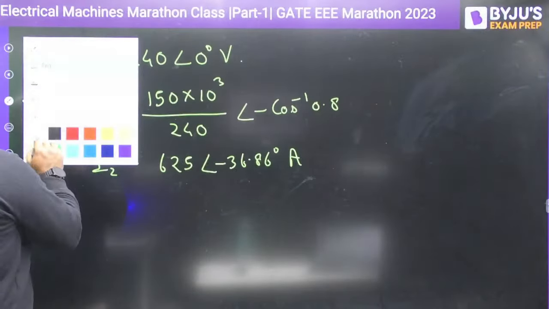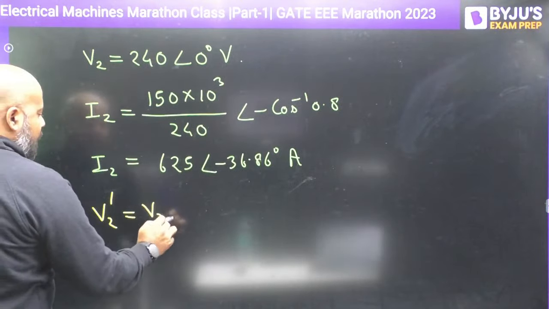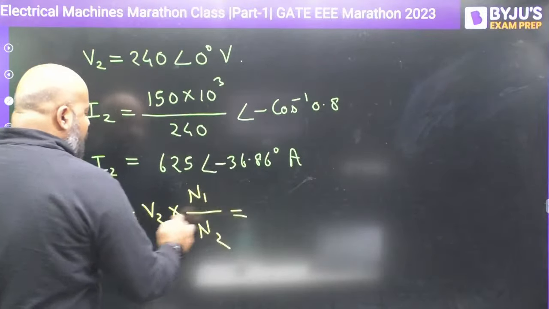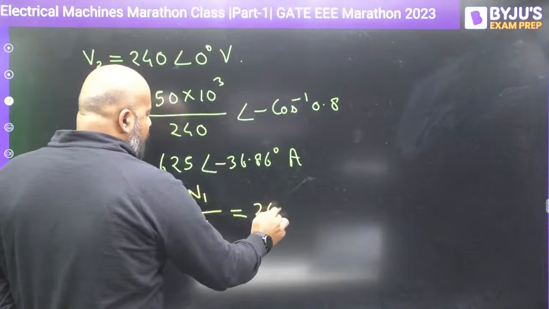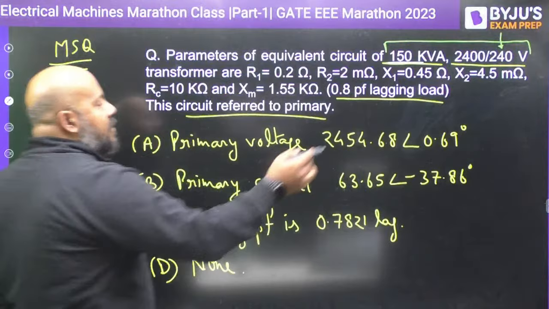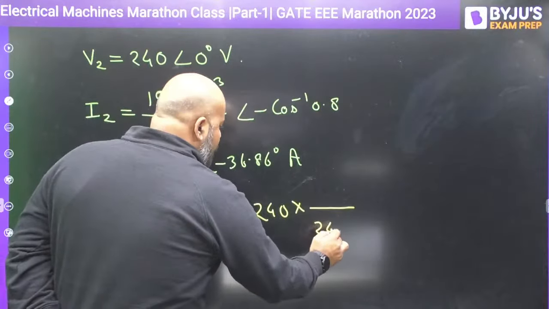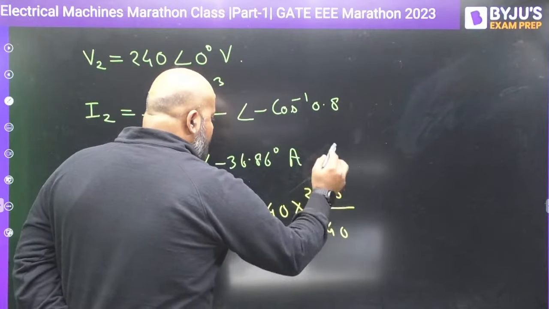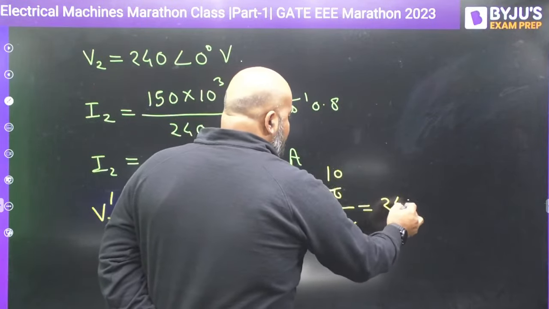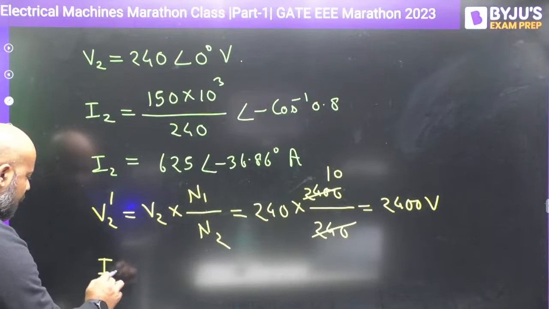Now I want to find what is V2 dash. It is going to be V2 multiplied by N2 to N1. What is V2? 240. Only in terms of magnitude I want to see. N1 to N2 is 2400/240, so it is 240 and this is 2400. So it is going to be 2400 volts. Is it clear, everybody?